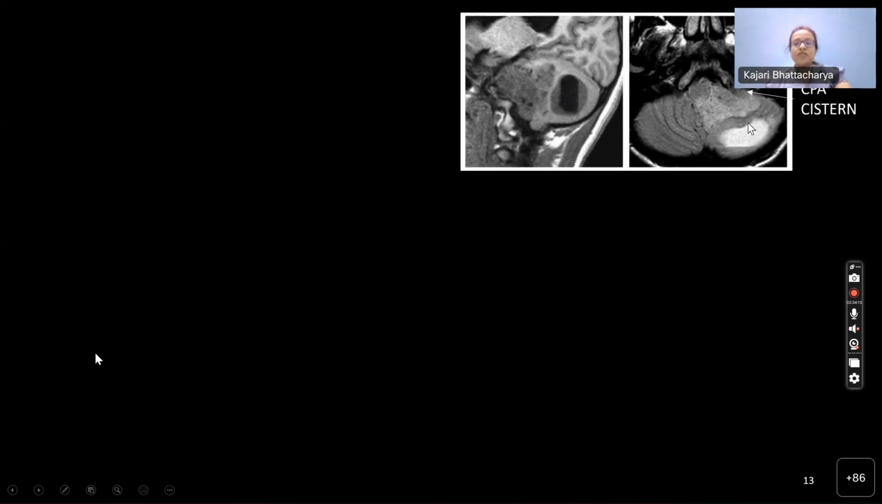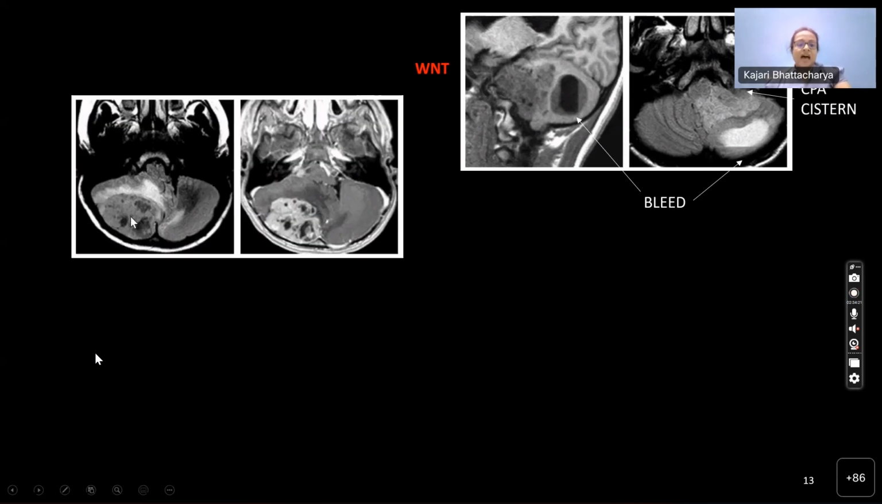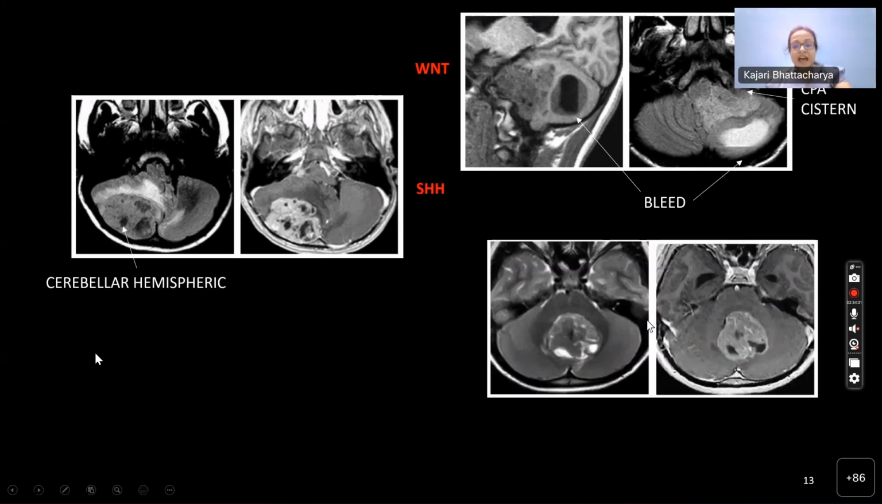So, a medulloblastoma which is arising from the CP angle cistern is likely to be a WNT subtype, and often this presents with bleed. The one which is arising from the cerebellar hemispheres, the cerebellar hemispheric medulloblastomas, are generally the SHH subtype medulloblastomas, whereas the group 3 and group 4 generally present as fourth ventricular masses.